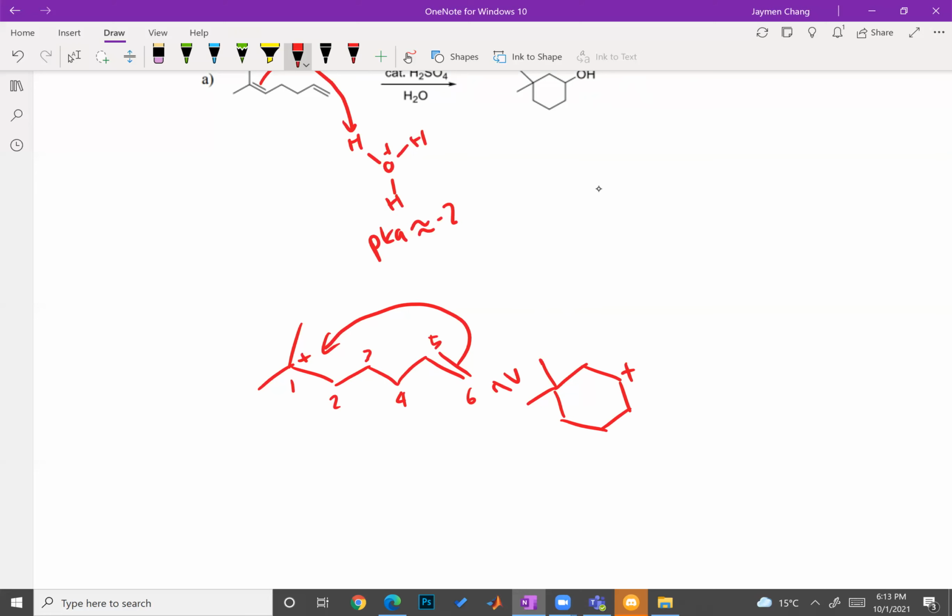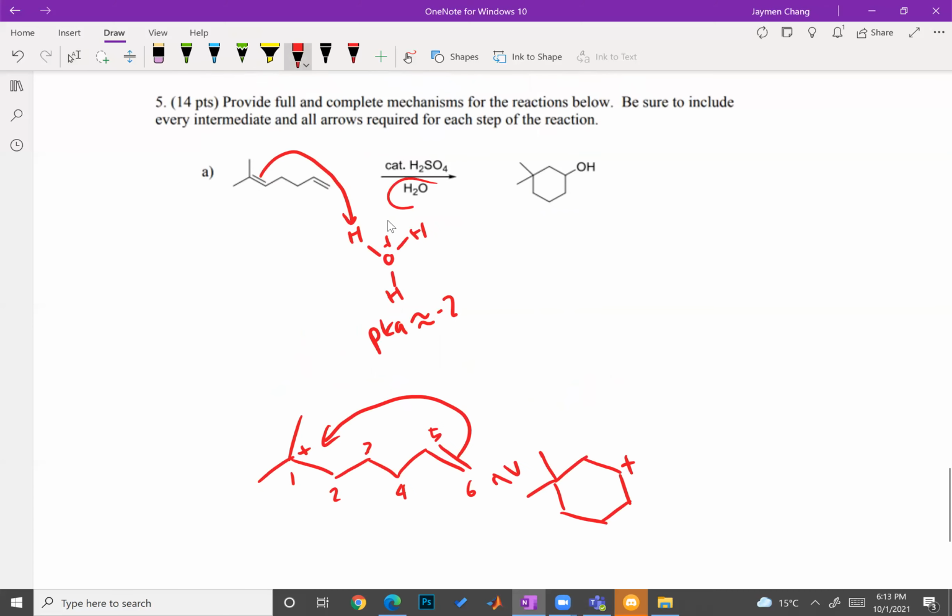And our positive charge is now going to be attacked by some sort of nucleophile. So we look in our solution and ask, okay, what nucleophile do we have? Well, H2O is going to be a good nucleophile, which can come in and attack our species. So we take our H2O, come in, attack it, and we move on to the next step, which is going to be OH with a plus charge.